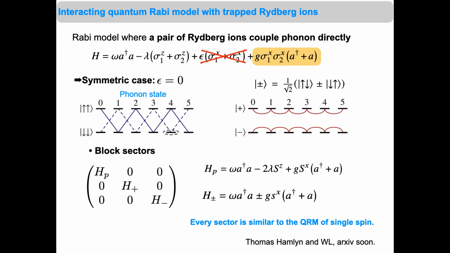Then we find that the up spin and down spin will couple with each other, and the symmetric superposition and the anti-symmetric superposition will not couple with each other. So as a result, we find that the Hamiltonian can be put in a block diagonal form, and this part is relatively complicated just by this additional term. But this block diagonal essentially recovers the original quantum Rydberg model, which is a little bit trivial.